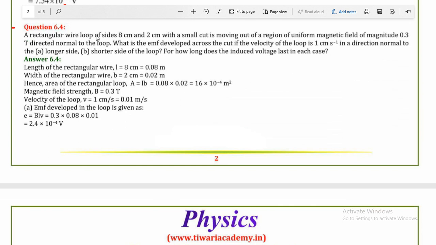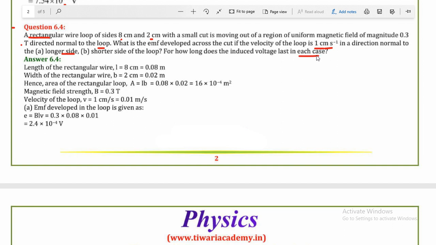A rectangular wire loop of side 8 centimeter and 2 centimeters, with a small cut, is moving out of a region of uniform magnetic field of magnitude 0.3 Tesla, directed normal to the loop. What is the EMF developed across the cut if the velocity of the loop is 1 centimeter per second in the direction normal to the longer side, then shorter side of the loop? For how long does the induced voltage last in each case?